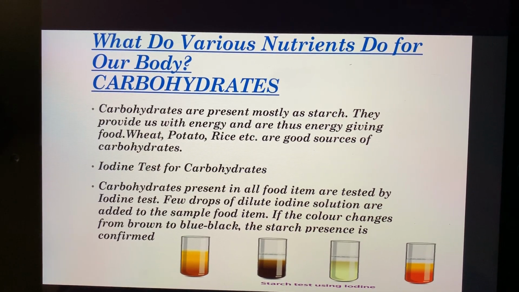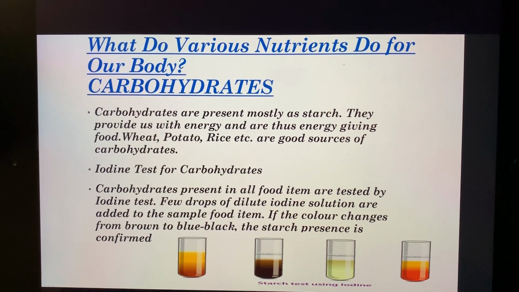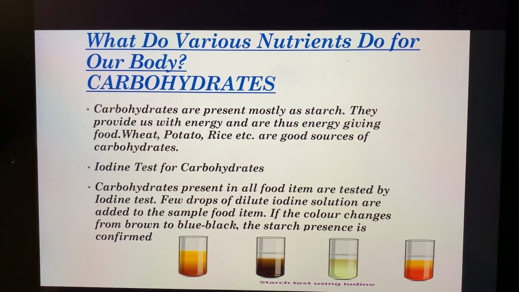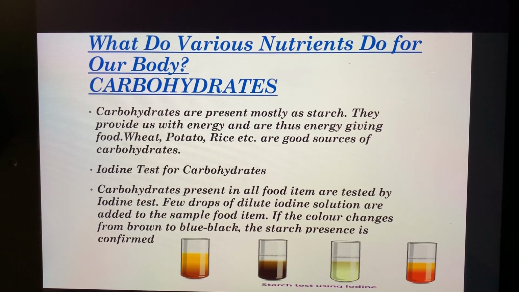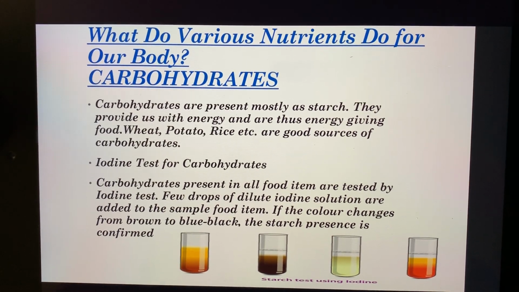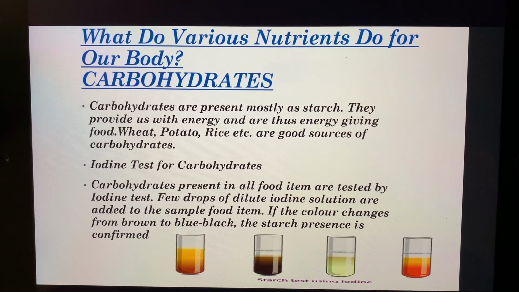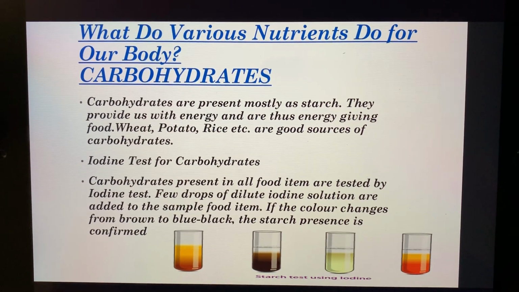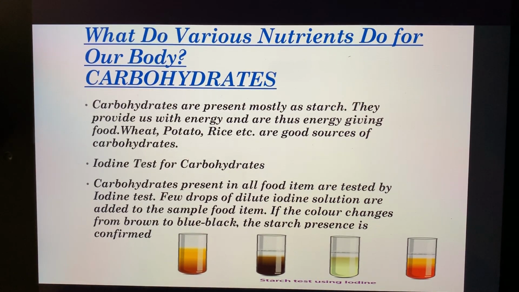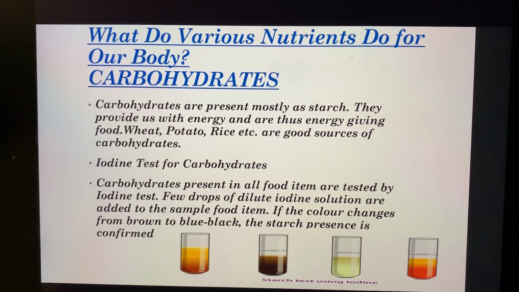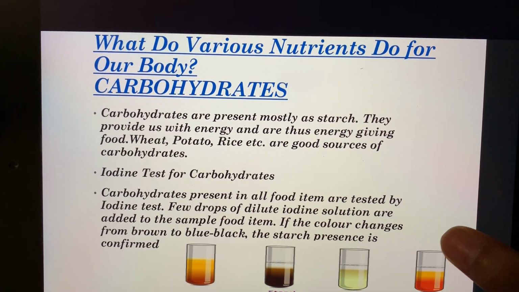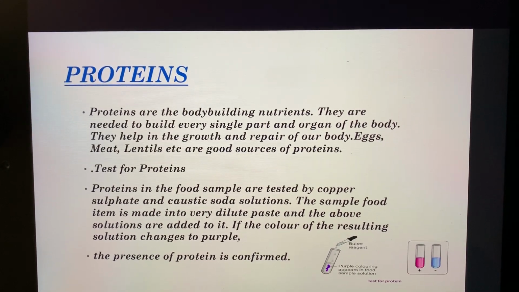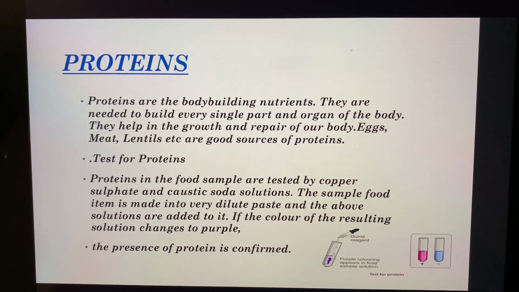Now, if you want a chemical test, how do you exactly know that the food you are eating contains carbohydrates? Then you will perform an iodine test. For that, take a little sample of the food and put a dilute iodine solution into that. If you get a blue or black color, you can confirm that the food item has starch.